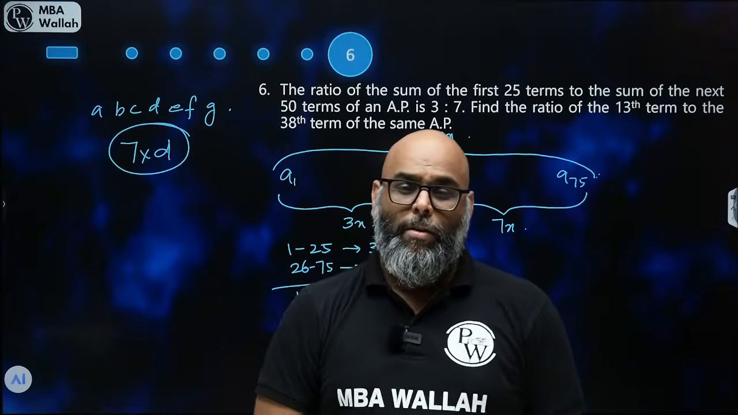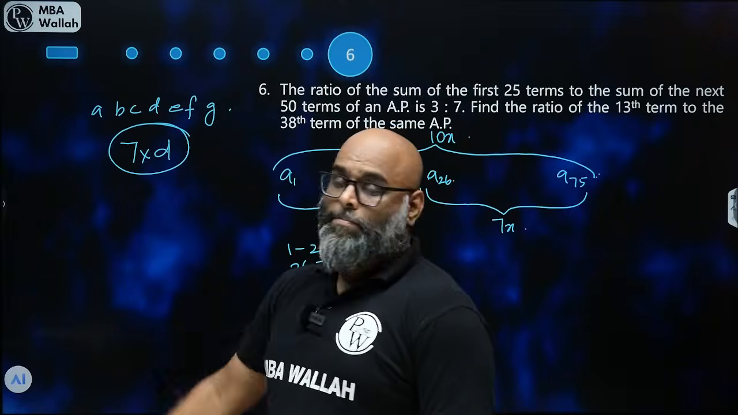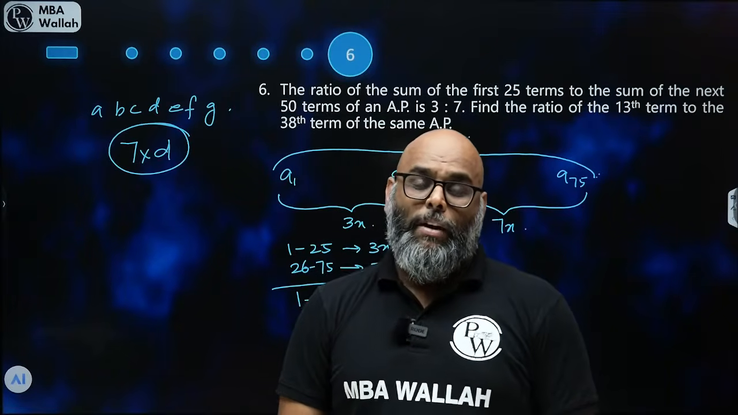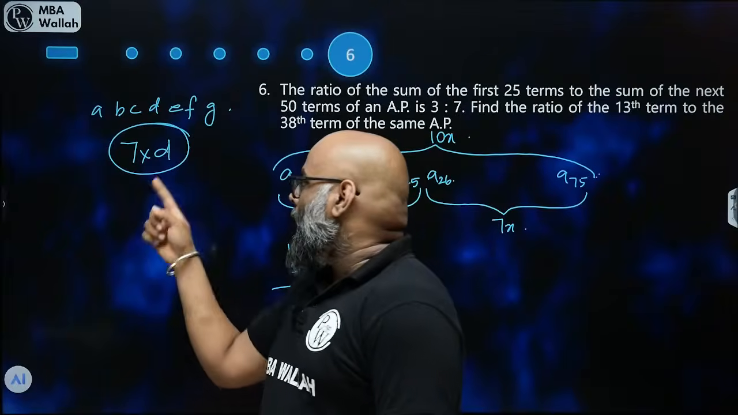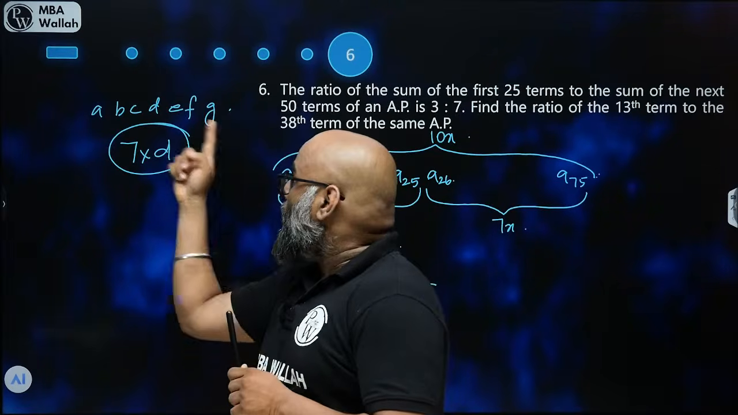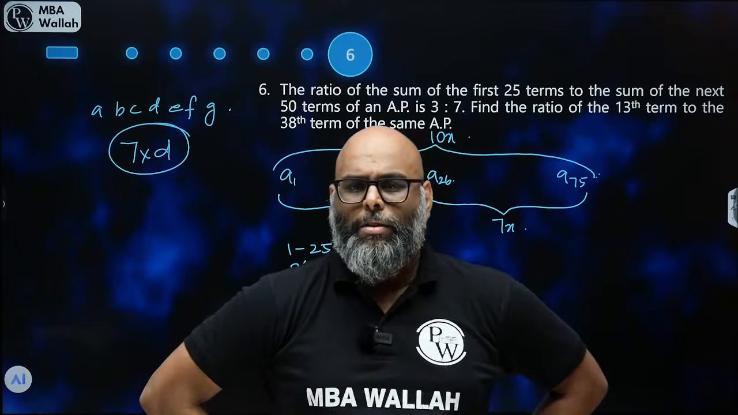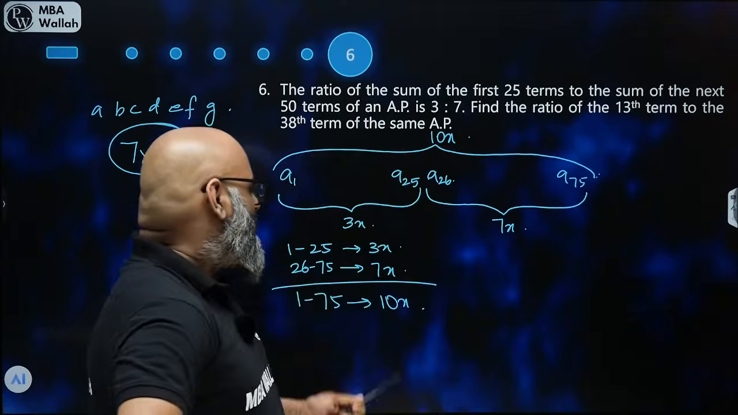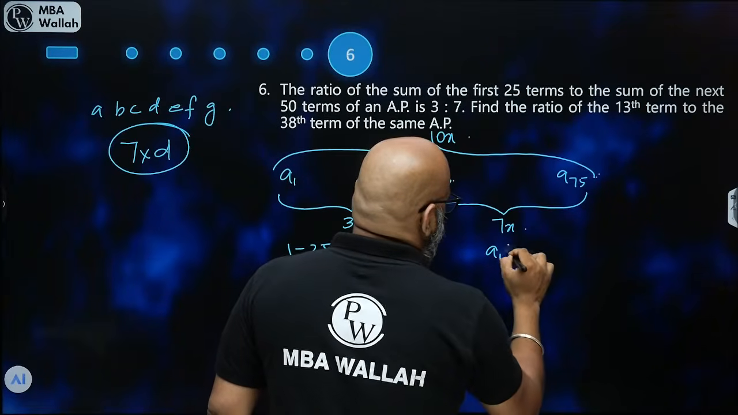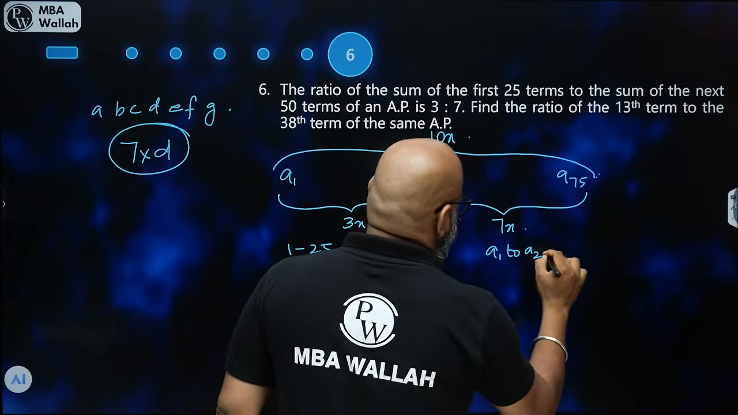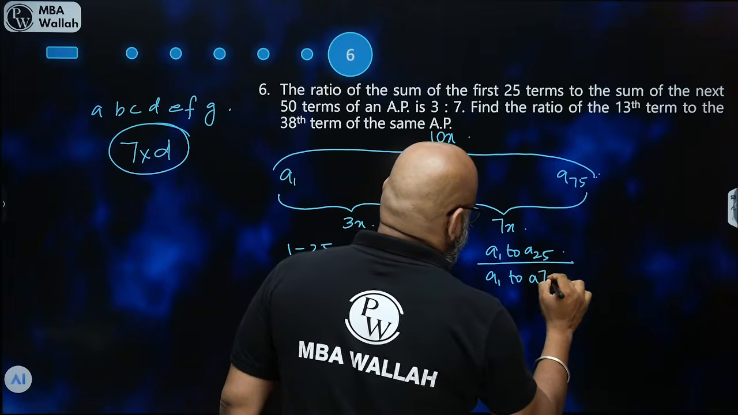Seven into D. Why? The average of an AP is always the middle term, and sum of a series will always be average into number of terms. The average is D. Sum of the 7 terms is 7 into D. That's all. Right? In that case, what is the sum of A1 to A25? A1 to A25 sum, and then A1 to A75 sum.